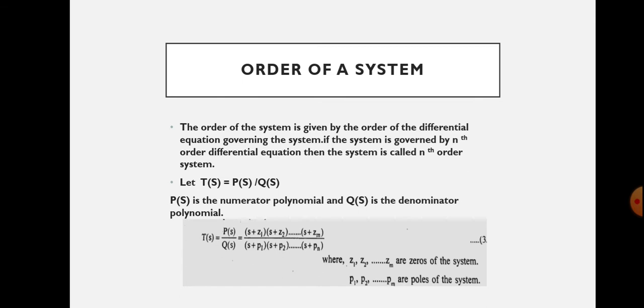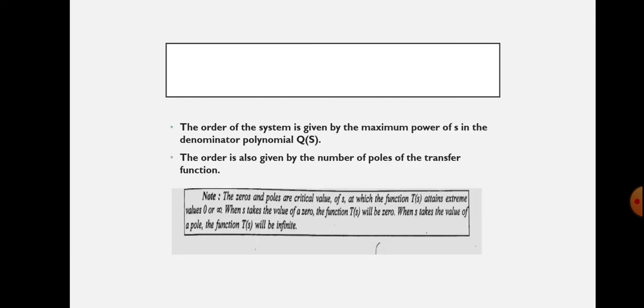And we can represent this system by the transfer function as T(s) equal to P(s) by Q(s), where P(s) is the numerator polynomial and Q(s) is the denominator polynomial. And usually we can represent T(s) as P(s) by Q(s), that is equal to (s plus z1)(s plus z2) etc. up to (s plus zm) divided by (s plus p1)(s plus p2) etc. up to (s plus pm), where z1, z2, z3 are the zeros of the system, that is, in the numerator polynomial, and p1, p2, p3 etc. up to pm are the poles of the system, that is, in the denominator polynomial.